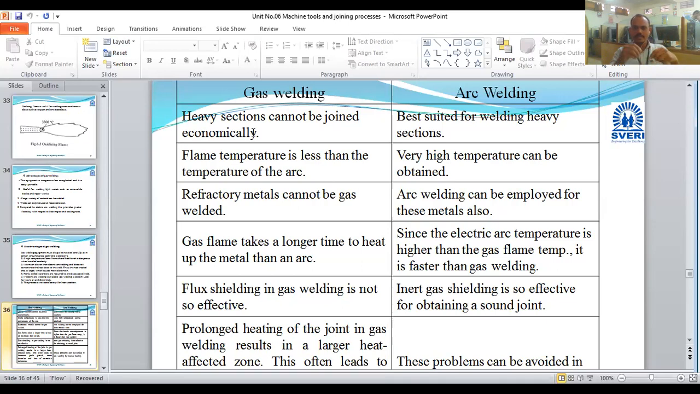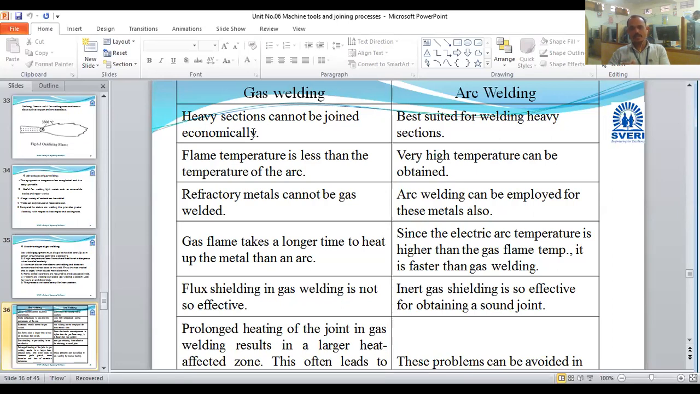And if there is a breakage in the silencer of a motorcycle, have you seen a silencer? Yes, sir. To make a joint in the silencer, we need gas welding. Now, the flame temperature is less than the temperature of the arc. Here we got near about 3300 degrees Celsius, and in arc welding we got 4000 degrees Celsius.